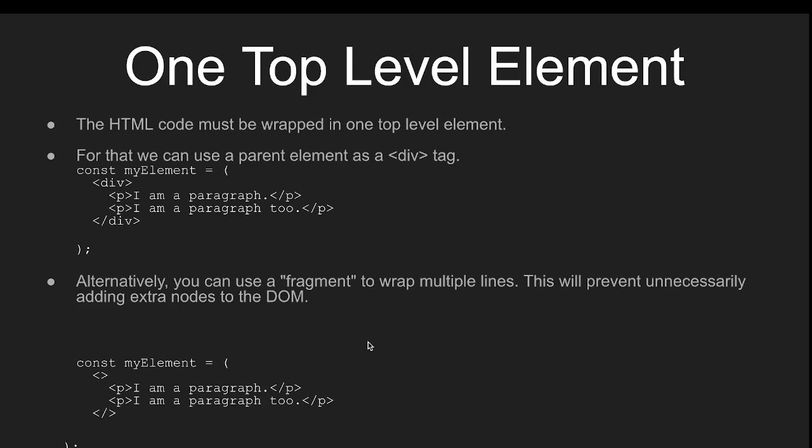So another main thing to remember in JSX is that all the HTML code has to be wrapped in a top level element. Otherwise, it will throw an error. So for that, we can use two methods. First, we can use a parent element called a div tag. So we have enclosed both the paragraphs inside a div tag.